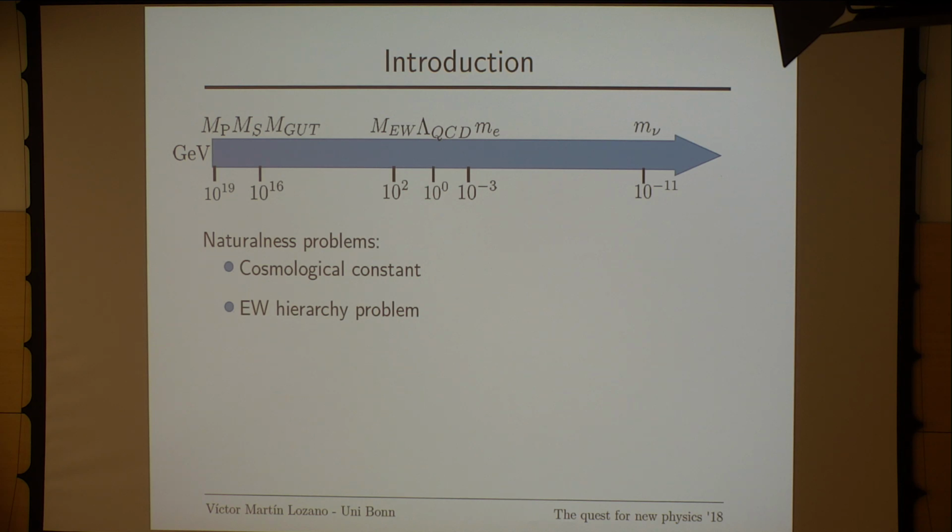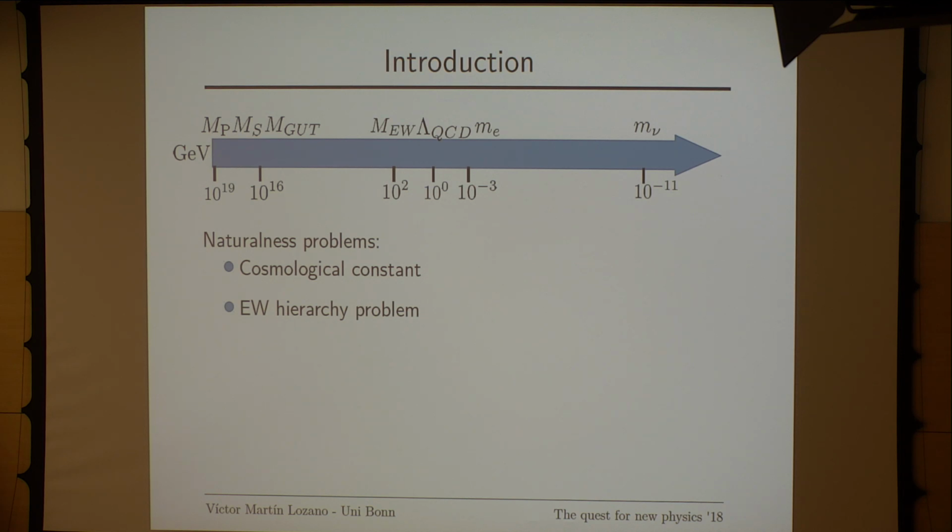So if we have a look at the physics that we know, we can put a line of energy and set all the scales and effects that we know in physics, from the Planck scale to the neutrino scale. If we set such a line, we have two natural problems, two natural questions: the cosmological constant and the electroweak scale, right? We don't know why the electroweak scale and the cosmological constant have the values that we see in nature, and we try to answer these questions.